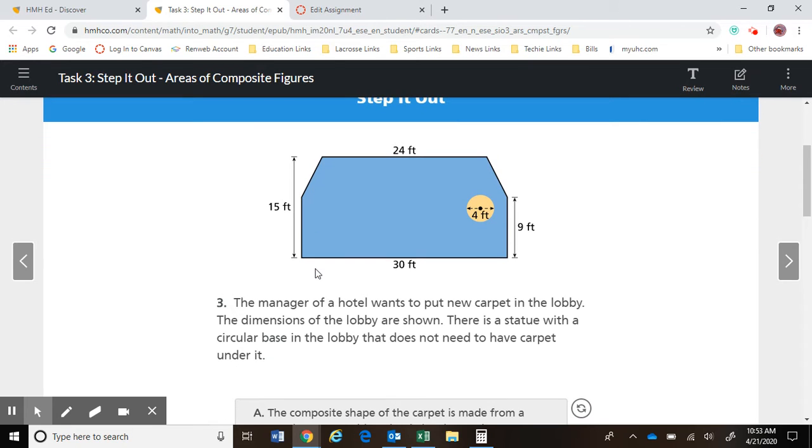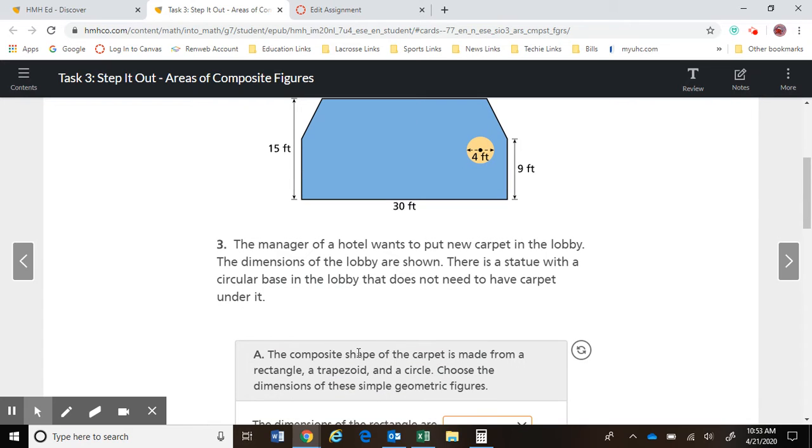The manager of a hotel wants to put a new carpet in the lobby. The dimensions of the lobby are shown. There's a statue with a circular base in the lobby that does not need to have carpet under it. So that's what that little cutout is. The composite shape of the carpet is made from a rectangle, a trapezoid, and a circle. Choose the dimensions of these simple geometric figures.